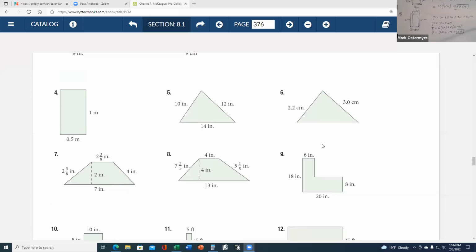All right. Number 6 appears to be cut off. We don't know the length of that side there. We'll have to try number 5. What would be the perimeter of this triangle in problem number 5?